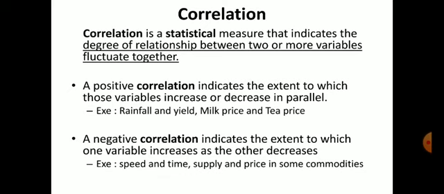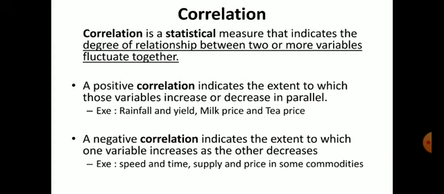Speed and time, supply and price of a commodity. If supply is more, then the price of the commodity will be reduced. If the supply diminishes, then the price will automatically increase, since the demand for the products will increase. I hope you understood the definition of correlation, and what is meant by positive correlation and negative correlation.